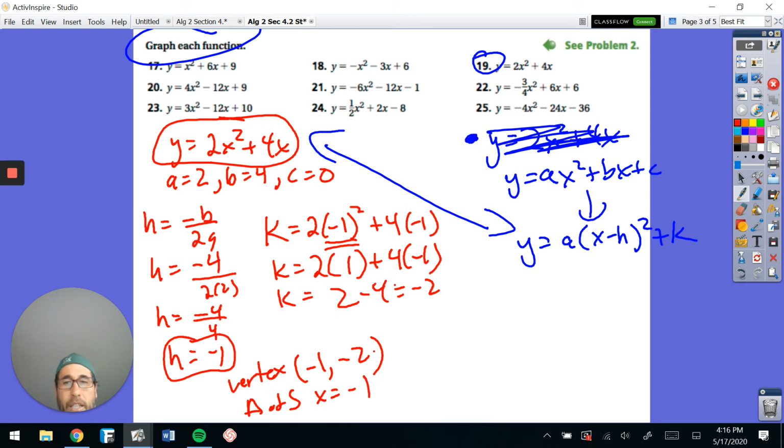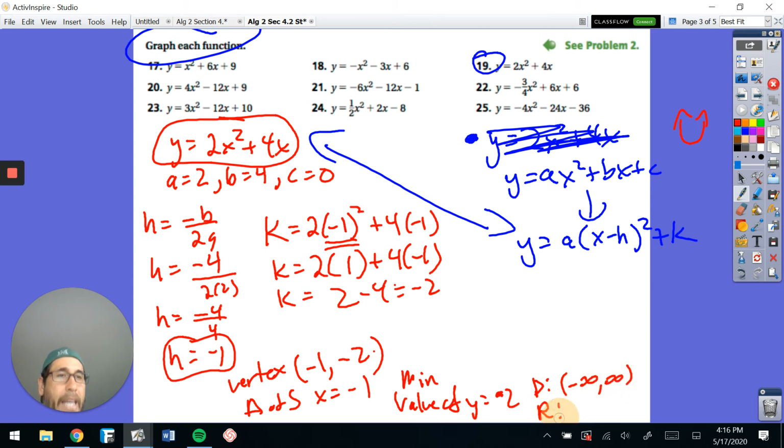Your dome, this would be a max, parabola up, right, because we didn't have a reflection, so it would be a minimum value of y equals negative 2. My domain would be negative infinity to infinity, and my range would be, what would that be? Goes up forever. So my smallest value is that negative 2 bracket, and then to positive infinity.